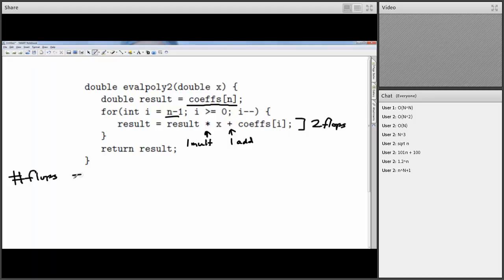And so the total number of flops would be, well, for the first time, I'd have 2 flops. The next time I'd have 2. It's 2 every single time. So the total number of flops would be just 2 times the number of times I have to do the loop. I start at n minus 1 and keep going down till I get to 0. Counting, I get 0, 1, 2, 3, n minus 1. So I'm actually having n terms in the long run. So 2n all up. And what's the big O for this?